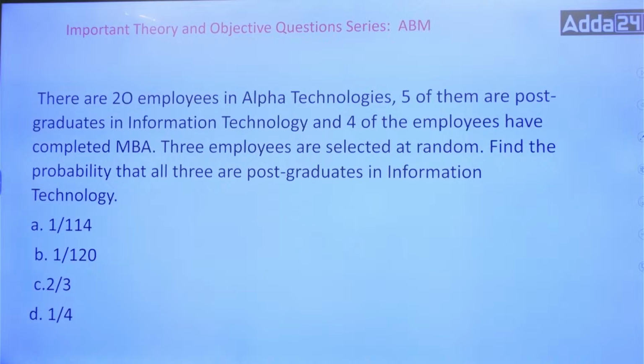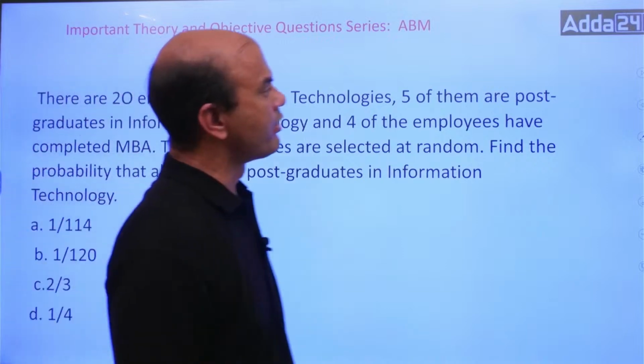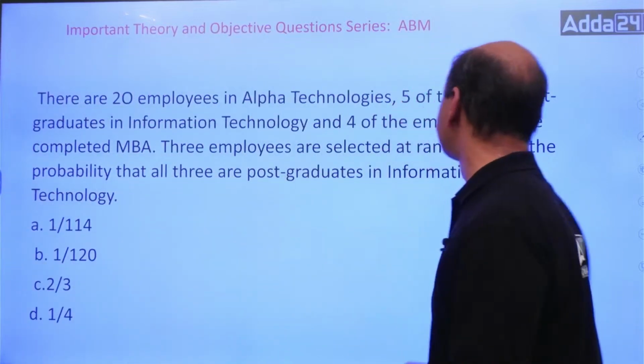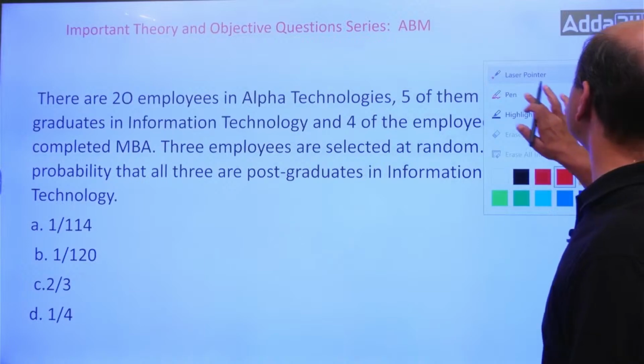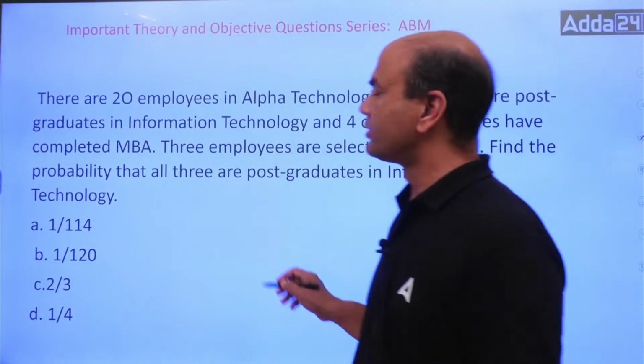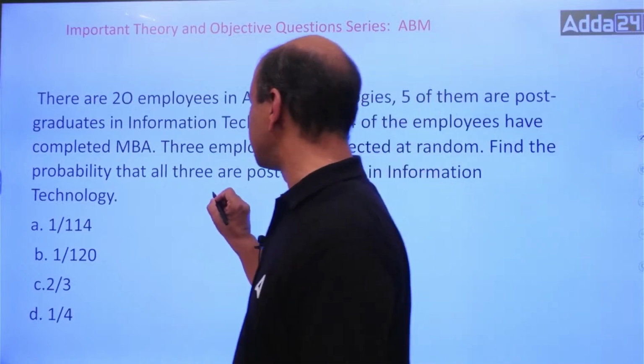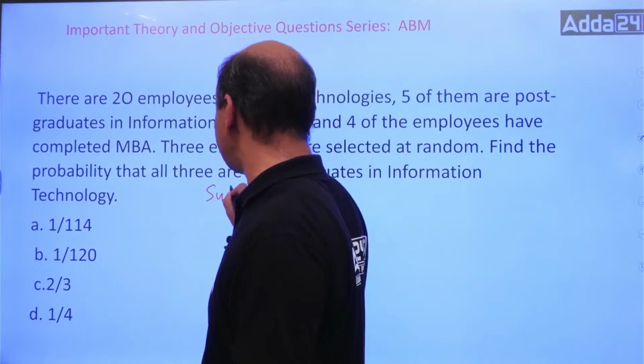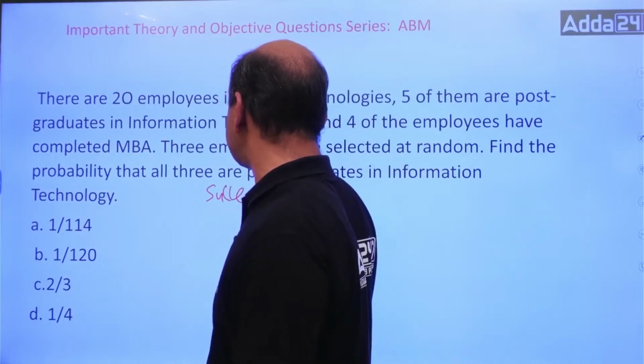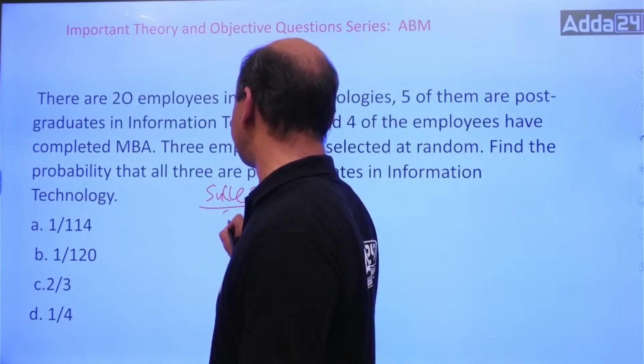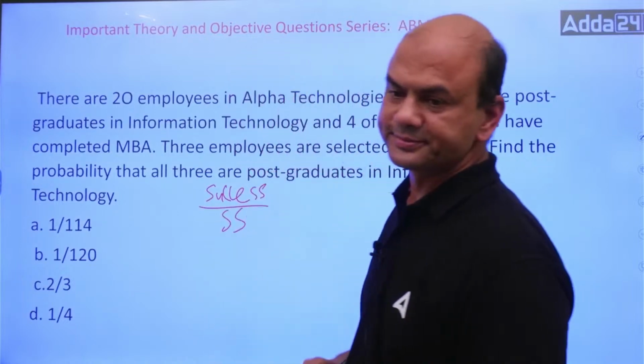So you want what now? All the 3 should be postgraduates in IT. So now, first understand what is the sample space. See, formula for probability. Never forget the formula. What is the formula for probability? The formula for probability is success divided by sample space. So now write each one.